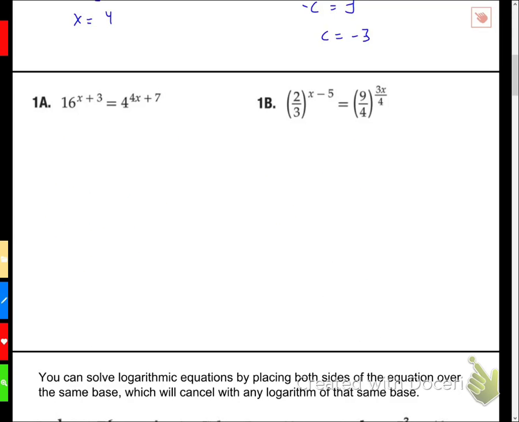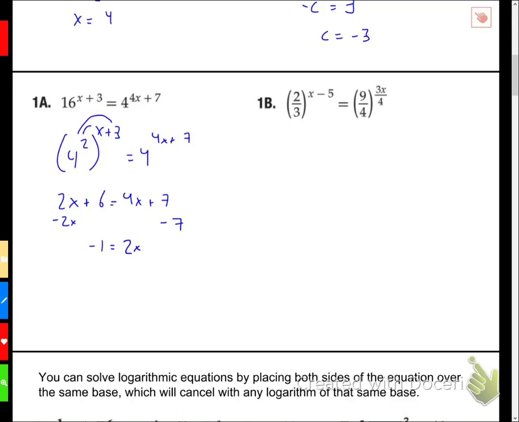Okay, this next one's kind of like the first one. We have 16, that is 4 squared, 4 squared to the x plus 3. Okay, that 2 is going to distribute onto those, and then we have the same base. So 2x plus 6 is equal to 4x plus 7. Subtract 2x and subtract 7. All right, that gives me negative 1 equals 2x. So x is equal to negative 1/2.